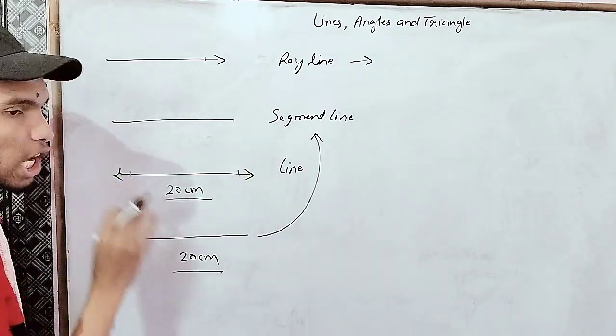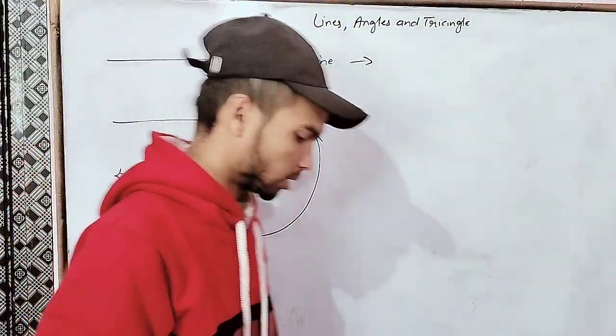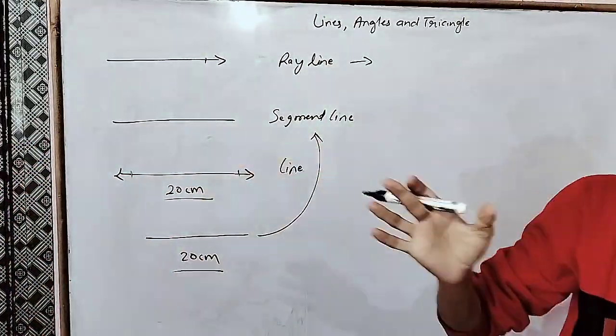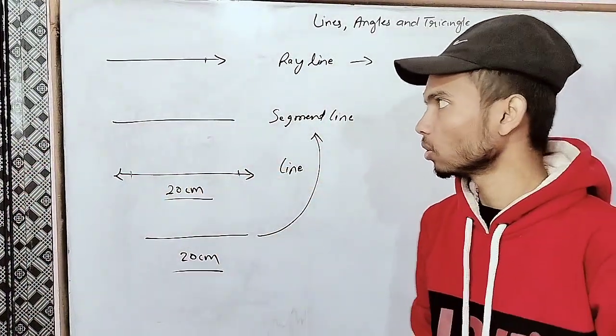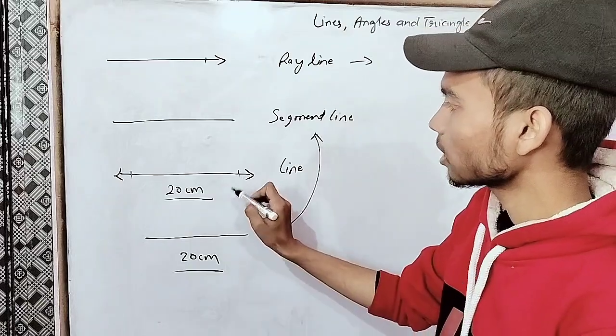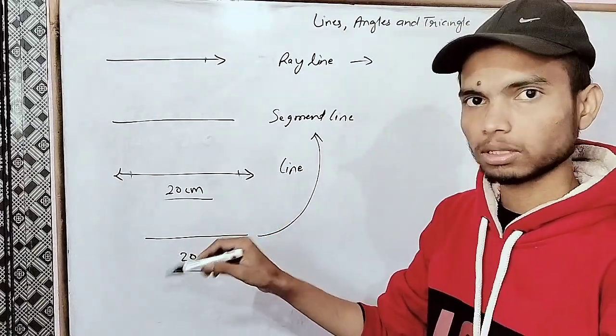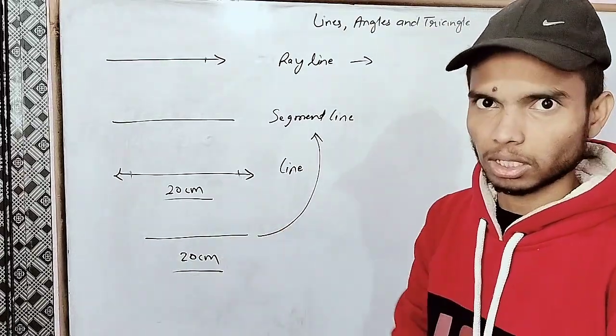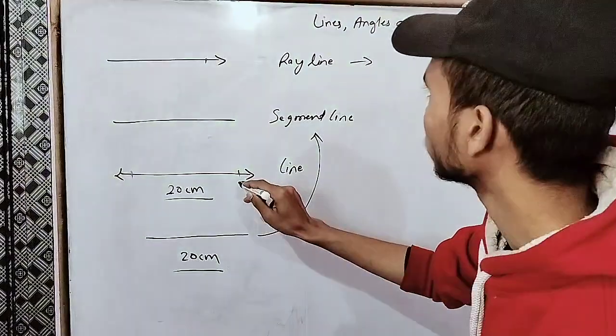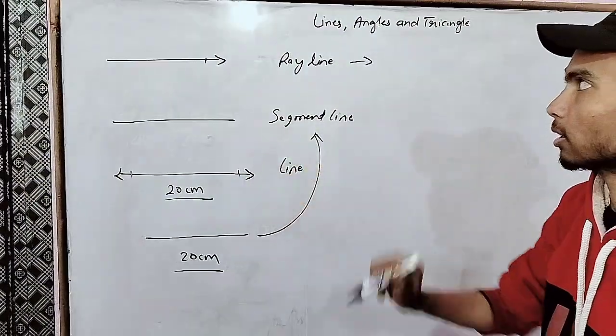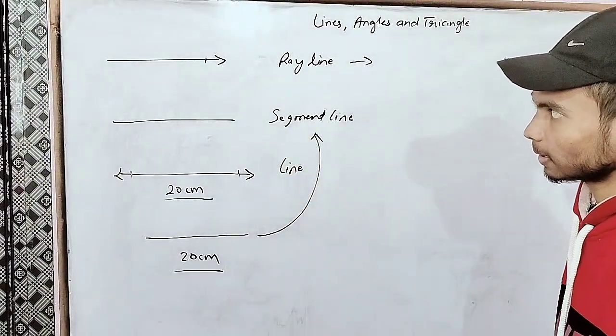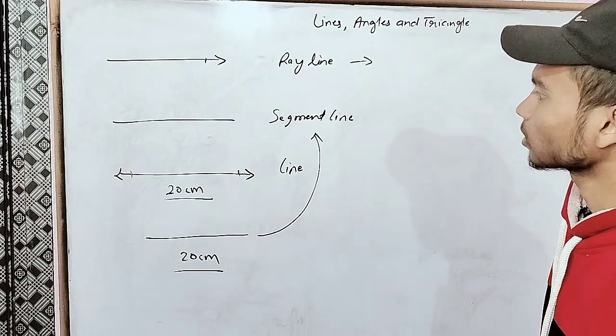So always remember, an arrow will indicate infinite direction, infinite distance. This is compulsory. If there is a distance, then we will apply a hint. Okay, we will apply a hint. Clear?